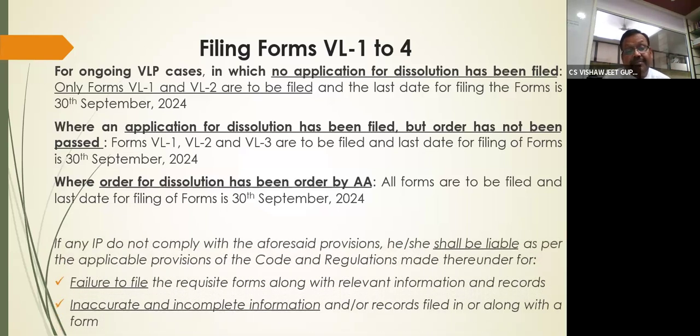Now, if any IP does not comply with the aforesaid provisions, then he or she shall be liable as per the applicable provisions of the code and regulations made thereunder for failure to file the requisite forms along with the relevant information and records. If you file inaccurate and incomplete information or records in or along with the form, then you are also liable under the provisions of the code. So accurate and complete information and timely filing of these forms is mandatory.